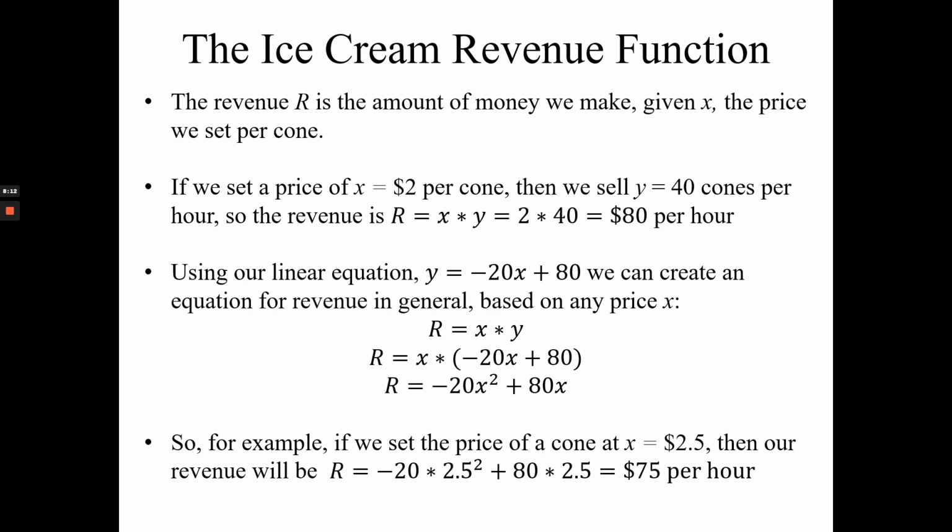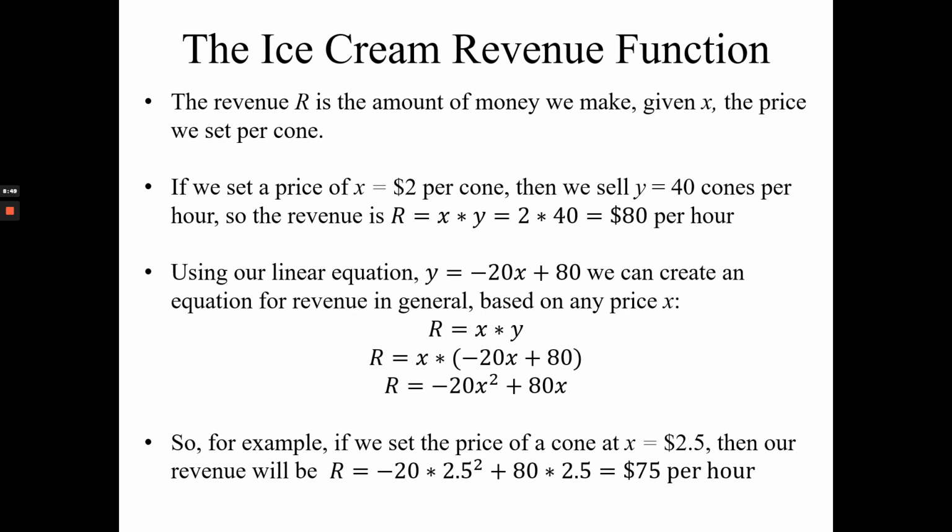Now, using our linear equation, y equals -20x plus 80, we can create an equation for revenue in general based on any price x that we want to sell. So revenue is x, the price, times y, the number of cones we sell. So I can stick in my equation for y. So revenue is going to be x times (-20x plus 80). To simplify that, I can distribute the x across. So this x meets that, and so we have -20x squared. This x meets the 80, so a plus 80x. So that's our revenue equation. Revenue equation is -20x squared plus 80x.